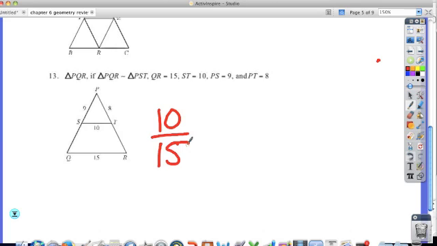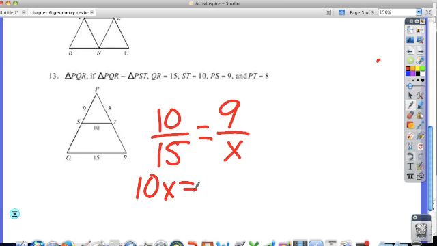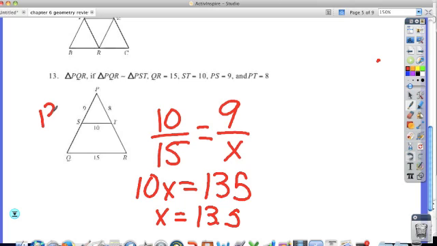Okay, that is going to be similar to 9 to X, correct? Corresponding sides here. The 9 corresponds to the longer side here. So when I cross multiply, 10X equals 9 times 15 is 135, divided by 10 is 13.5. That's the entire side there, right? Correct? Yes. Now I have to do the same thing for the other side.